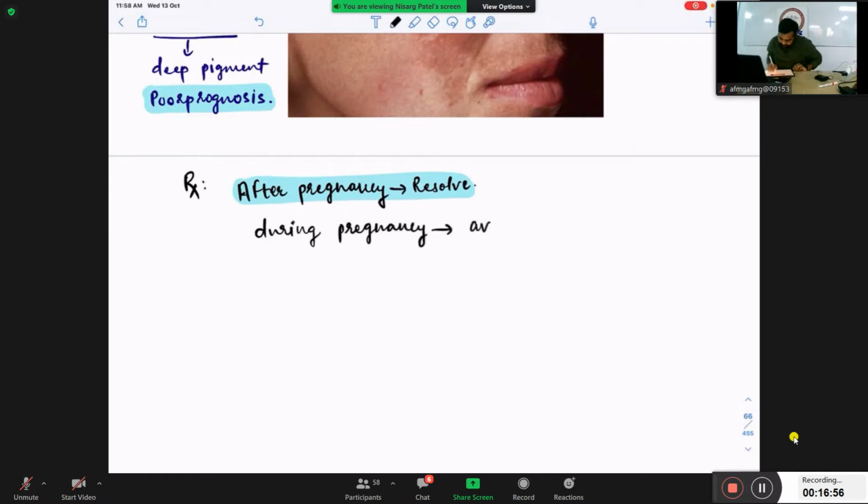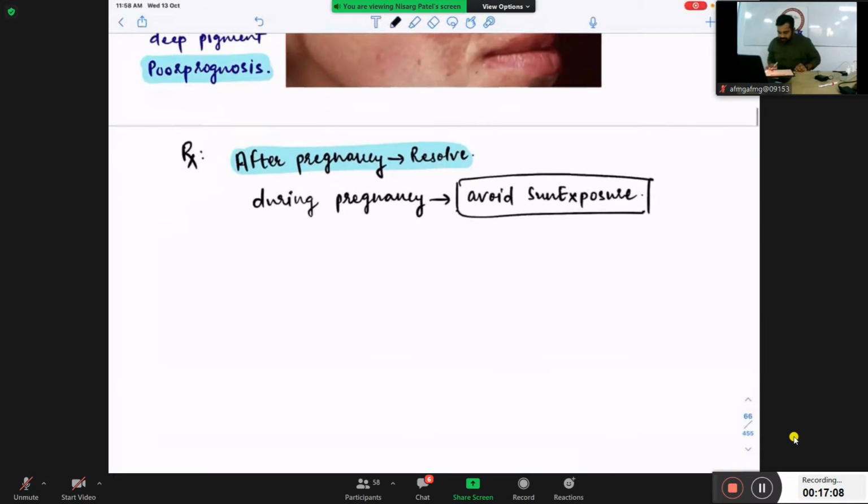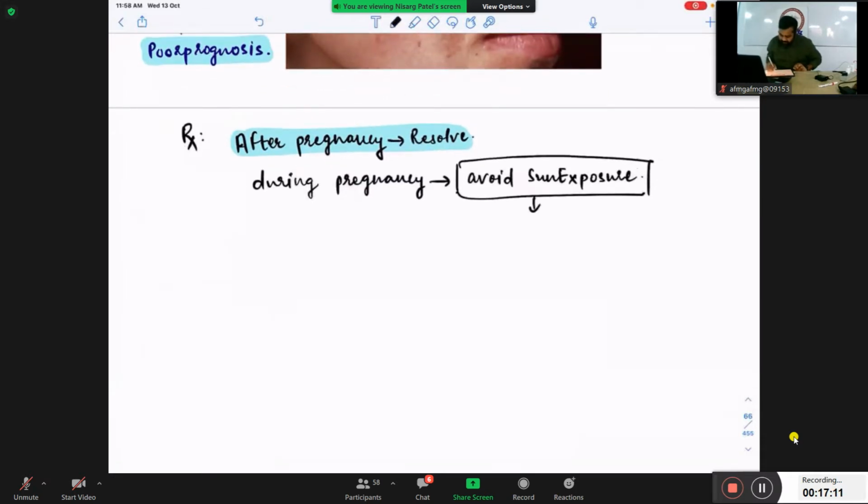mainly to avoid sun exposure, because sun will stimulate melanocytes, right? So avoid sun exposure, along with sunscreens. So any sun protection cream with good coverage.